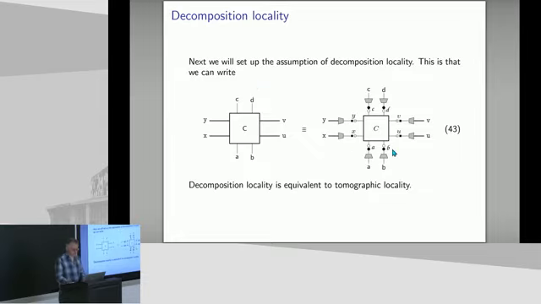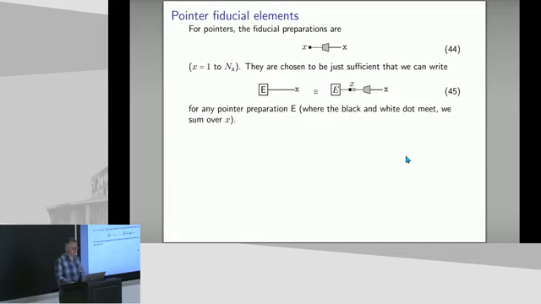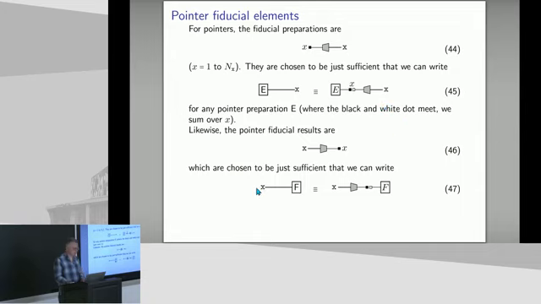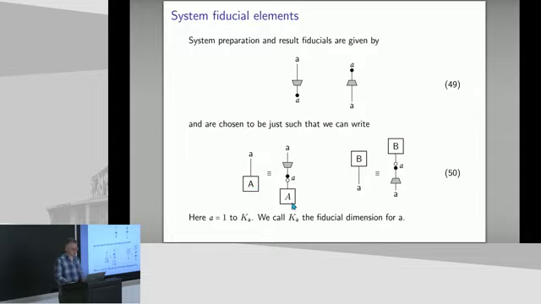we have this principle of decomposition locality, which is using these fiducial elements. You define fiducials for the pointers, and you use this idea that you can linearly expand operators, so operations in terms of operations, and that's what the fiducial elements allow. They allow you to expand arbitrary preparations like this one in terms of a special set, the fiducial set of preparations. And the same thing for results, and the same thing also for system preparations and system results. So in each case, the fiducial element has a black dot on it, and then the expansion matrix has a white dot. Okay. And this is using these notions of equivalence invoked using the P function.